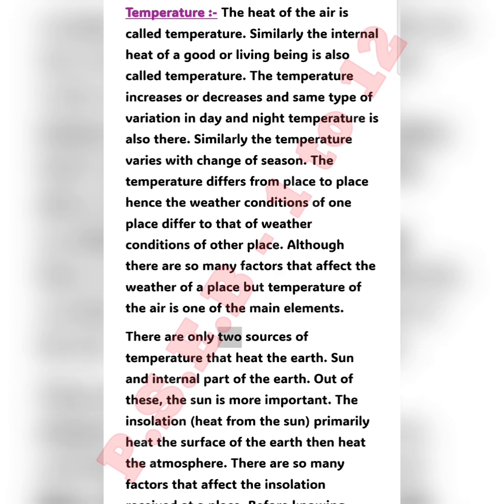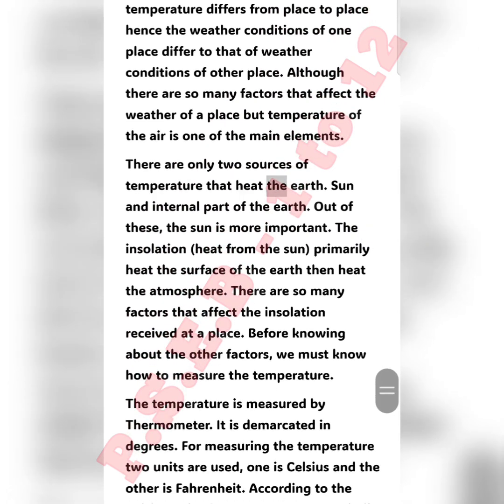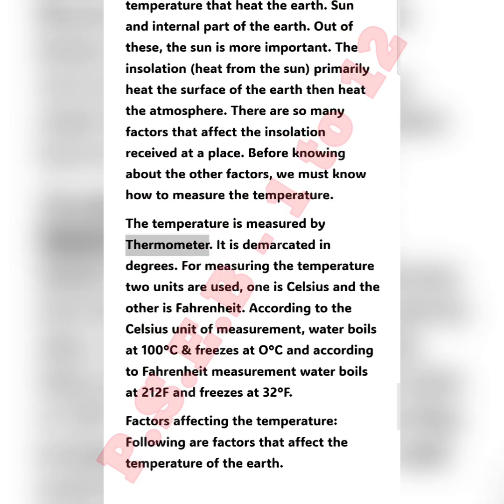There are only two sources of heat that warm the Earth: the sun and the internal part of the Earth. Out of these, the sun is more important. The insolation, heat from the sun, primarily heats the surface of the Earth, then heats the atmosphere. There are many factors that affect the insolation received at a place. Before knowing about the other factors, we must know how to measure the temperature. The temperature is measured by a thermometer.